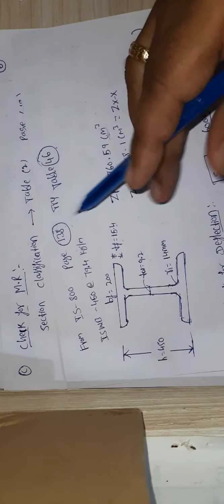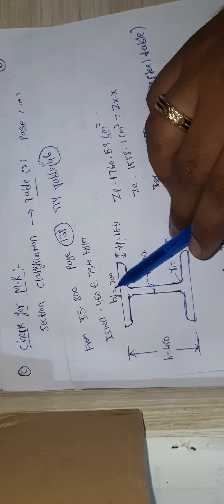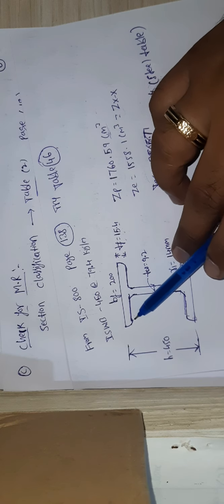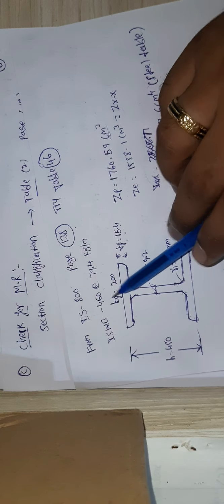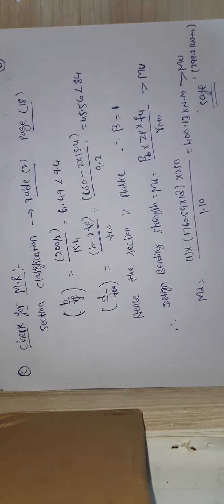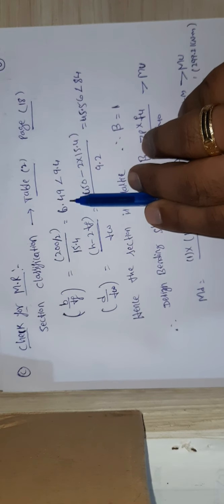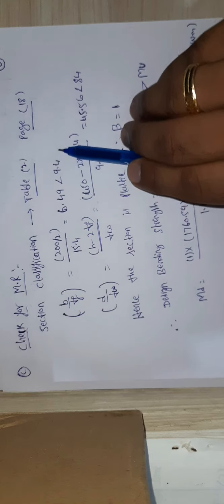We can check here guys, please. What is the thickness of the flange? Thickness of the flange is 15.4. What is B? BF is the width of the flange, it is 200. So I need to take half of that, that will be the B. Same thing you did here, you can check. So B by TF, how much did we get? 6.49. So it is lesser than 9.4.